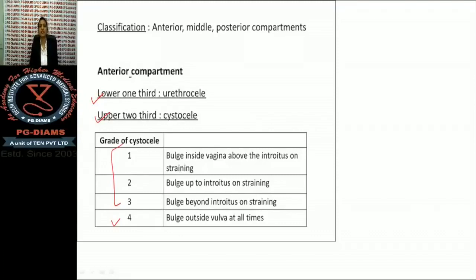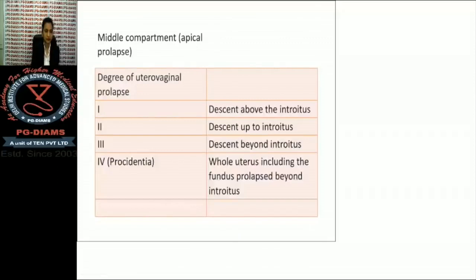First grade of cystocele is when the bladder with the anterior vaginal wall has descended below but has still not reached the introitus. And this is on straining. When on straining it reaches the introitus, it is grade 2. Similarly, on straining, if the bladder bulges outside the vagina and through the introitus, you see anterior vaginal wall bulge, it is called grade 3, outside the vagina. And 4 is outside the vagina at all times without straining.